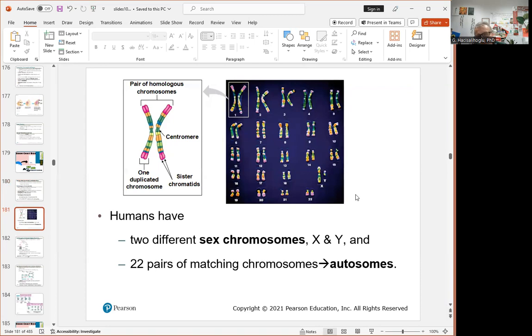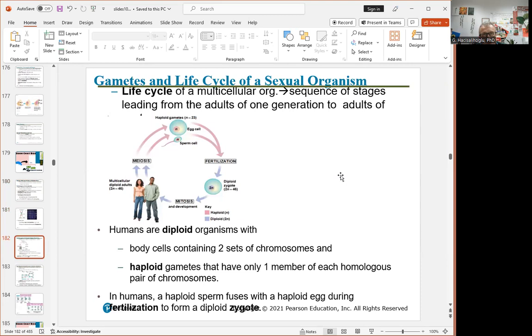There is a reason for that: each chromosome is unique and has unique genes. You can see the centromere, which divides the chromosome roughly in half, with a short arm and a long arm. Humans have 22 regular chromosomes and two sex chromosomes, either XX in female or XY in male. The regular chromosomes are also called autosomes.